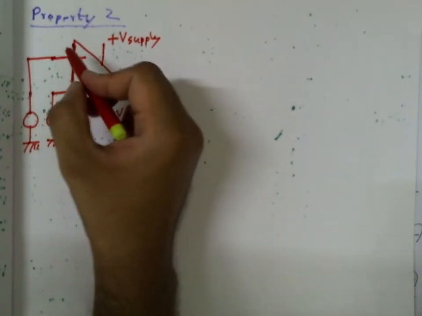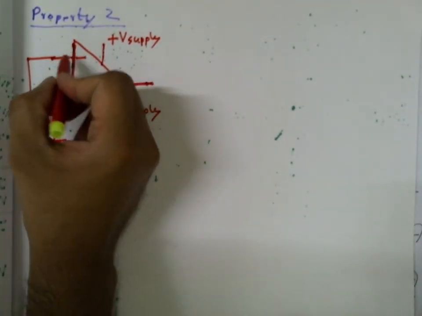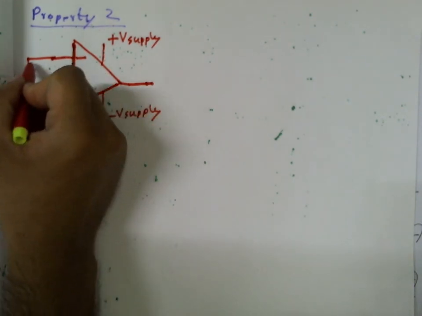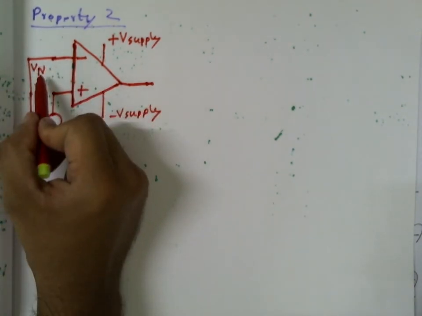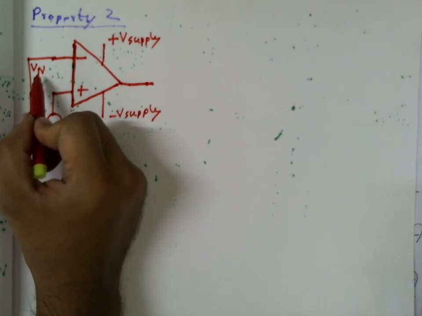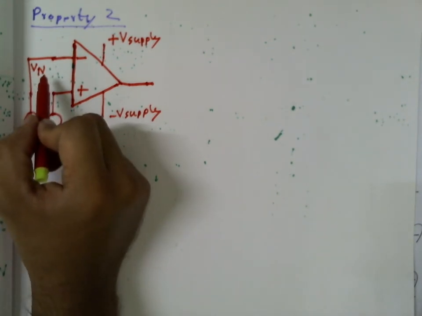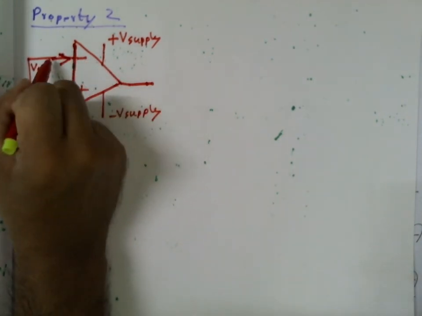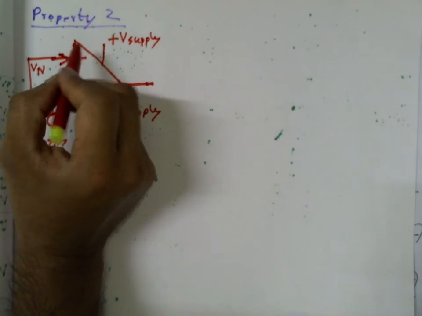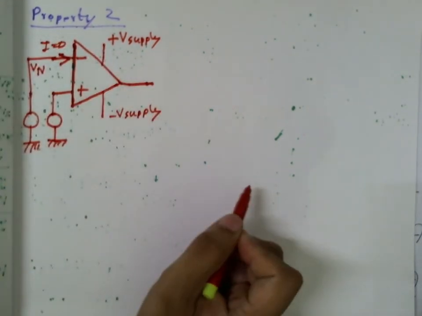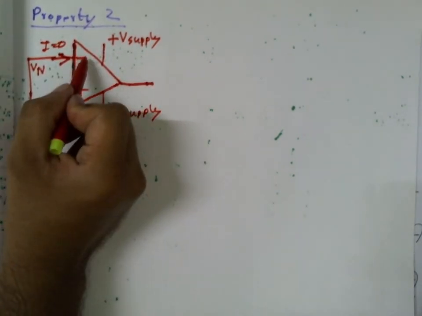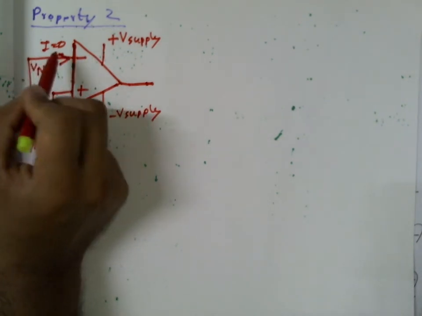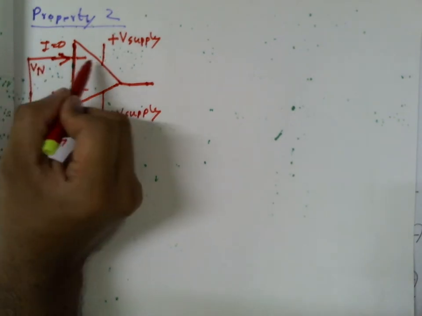Now the second important property of the op-amp is that no matter whatever this input voltage is, which I call Vn, no matter whatever the value of Vn is, positive, negative, however large, however small, no current goes inside the op-amp. This current is 0. No current can even come out through this terminal. Nothing goes in, nothing comes out.